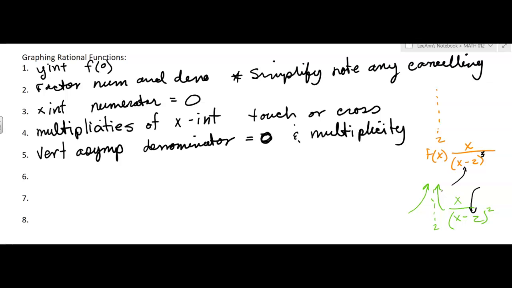So we haven't done that before. We kind of threw that in. Okay, so if you're like, what is she talking about? Yeah, that's kind of new. Okay, and then 6, check those removable discontinuities. And I misspelled removable. Okay.